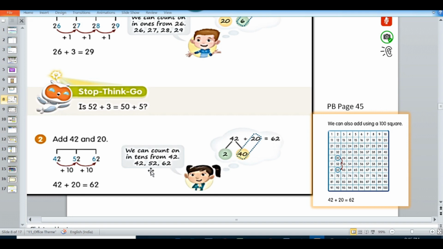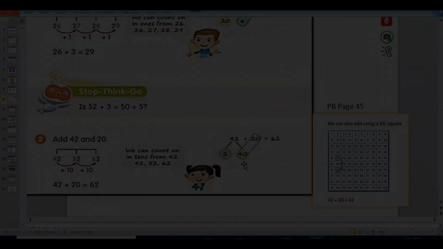You can try adding 52 plus 20. You can try adding 62 plus 20 using this method. Okay, try doing it mentally. Okay, let's learn the next method.